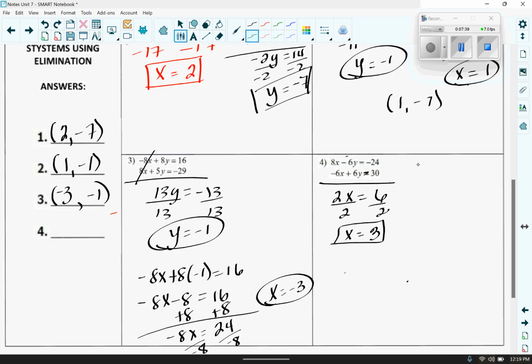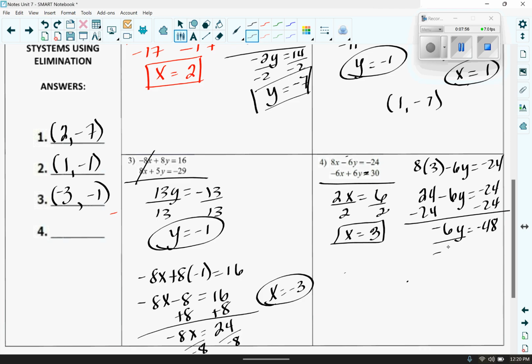So then I'm going to plug that right back in. I'm going to say 8 times 3 minus 6y equals negative 24. This is 24 minus 6y equals negative 24. So now I get negative 6y is equal to negative 48. Now divide by negative 6. Negative and negative makes a positive, and that gives me 8. So I end up with 3, 8.